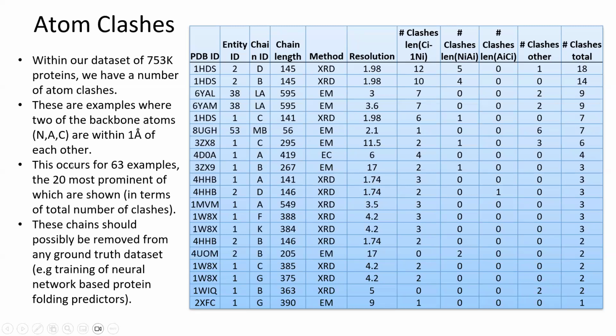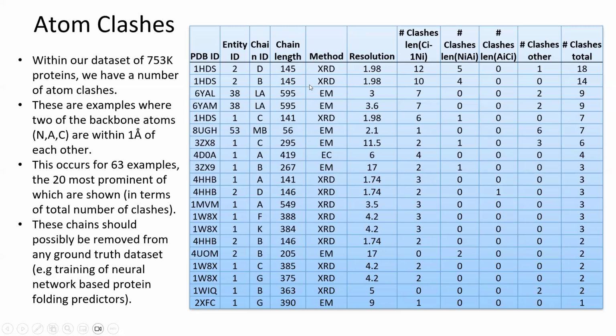So we essentially scanned the entire 753,000 proteins in the database. We found 63 examples where the distances are less than one. This table shows the 20 most prominent cases, ranked in terms of number of clashes from most to least. So we see some quite prominent examples here.